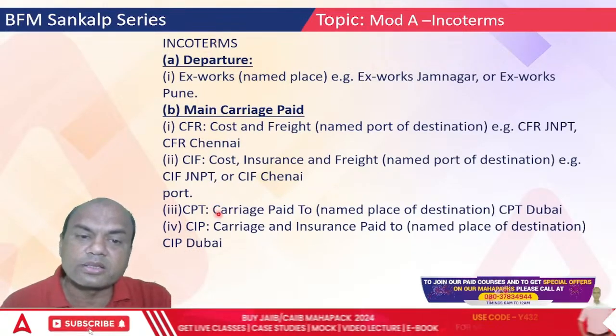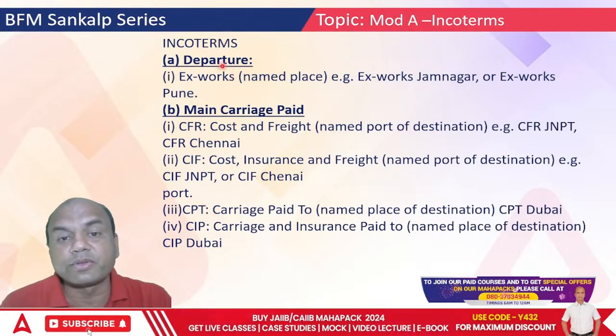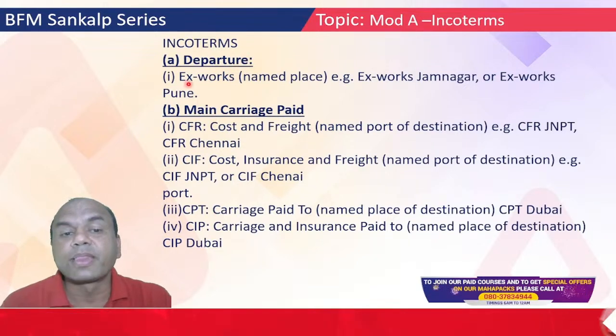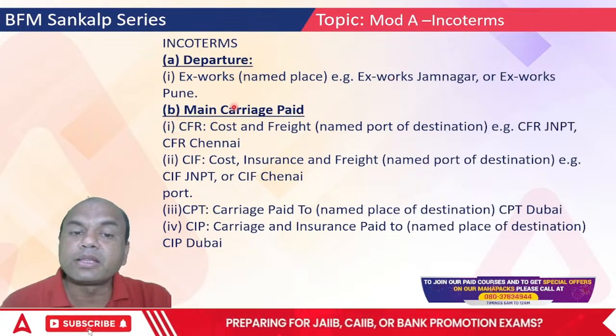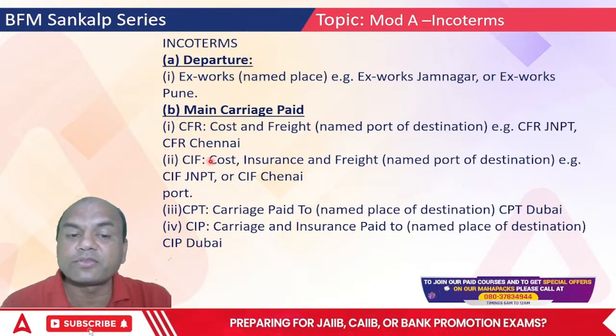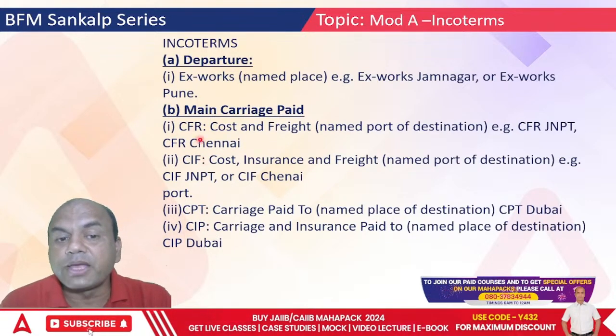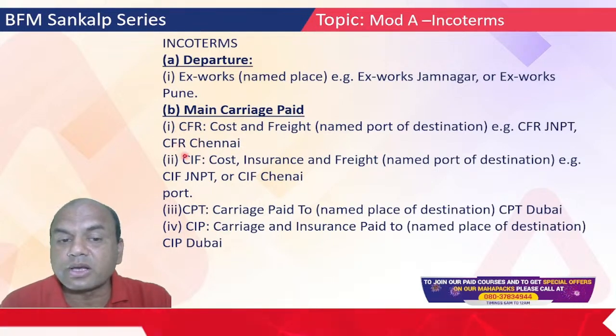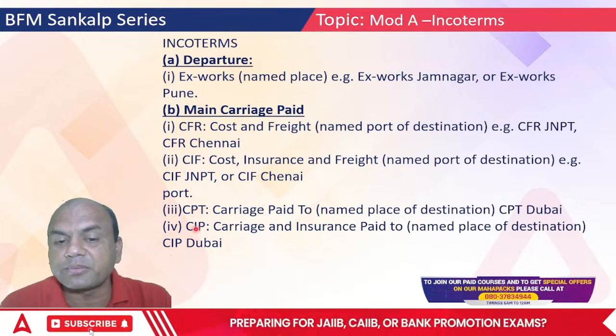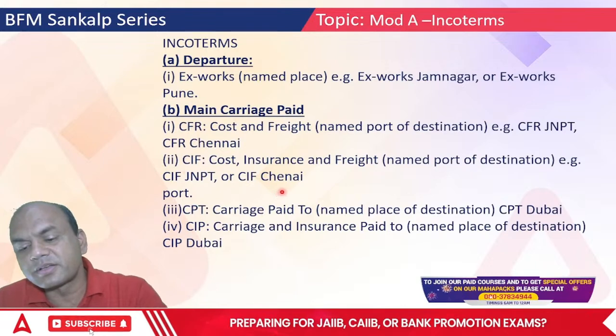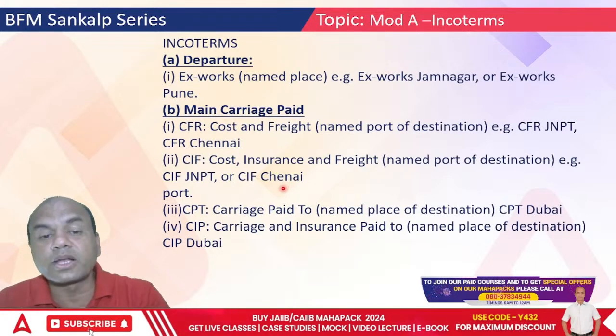Now these are the Incoterms. I have written it over here, theory part. So you can definitely read this. Departure, Ex Works, already explained. Main carriage paid, CFR, CIF, CPT, CIP, all these are shown. Main carriage paid Incoterms. Now these two are related to ship. CPT and CIP are related to road and air and everything.